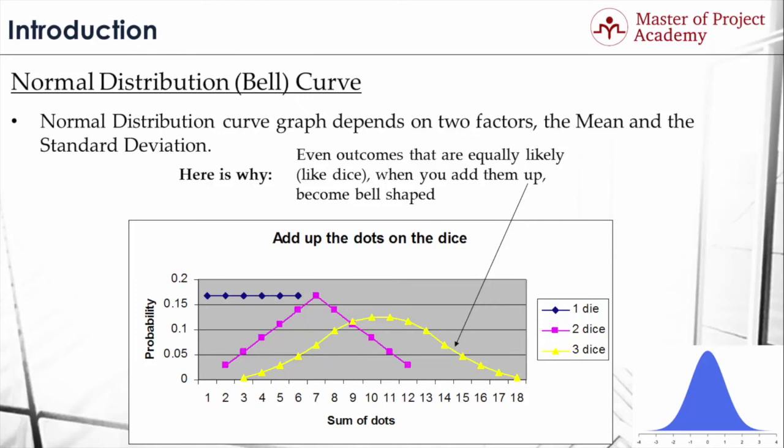And finally, if you roll 3 dice at the same time, the possibility of the sum of the dots will be as shown in the yellow line. Results will be ranging from 3 to 18, but as you see, the possibility of getting the sum as 10 or 11 are the highest, which is actually close to 10.5, and this is found by 3 plus 18 divided by 2.